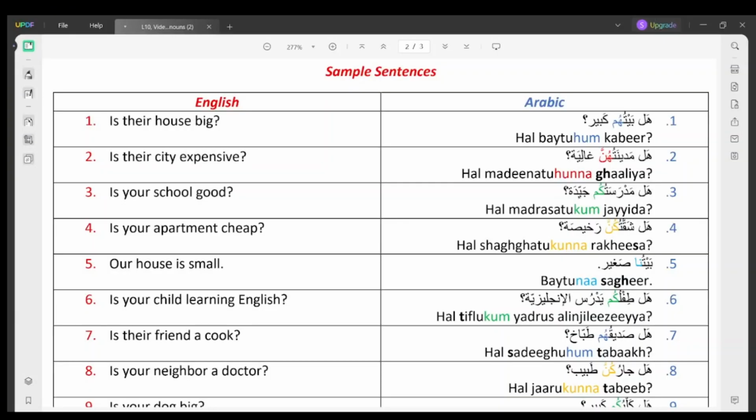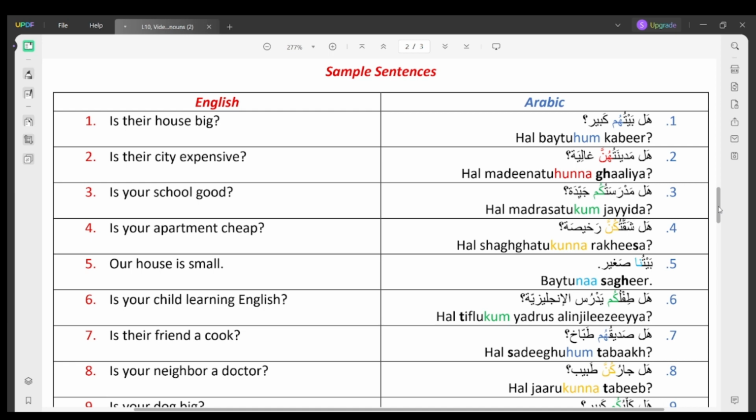Number 1, is their house big? Number 2, is their city expensive? Number 3, is your school good? Number 4, is your apartment cheap? Number 5, our house is small.